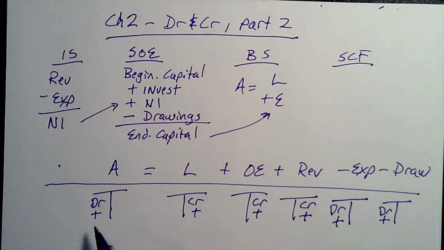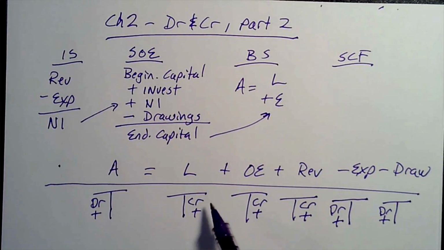Notice there are 3 account categories, assets, expenses, and drawings, that are increased with a debit. And then there are 3, liabilities, equity, and revenue, that are increased with a credit. So we've got 3 of each. It takes a little bit of practice to remember which ones are which, but just realize it's 6, and there's not more than 6.